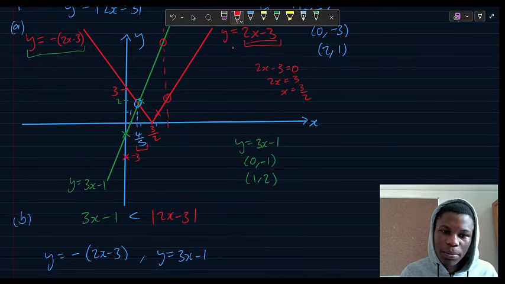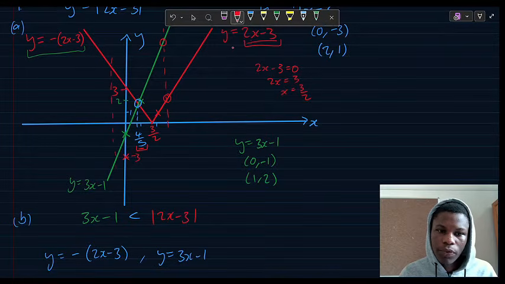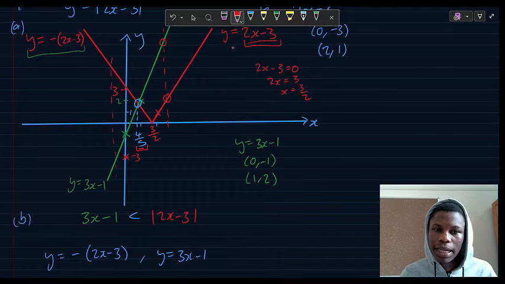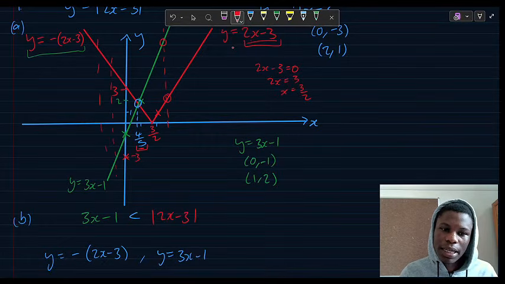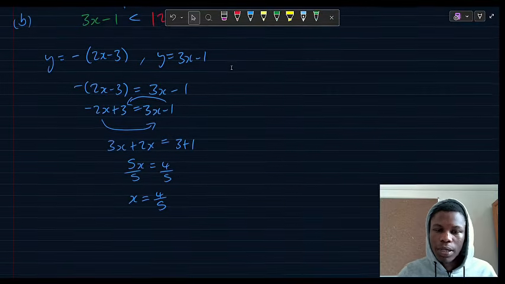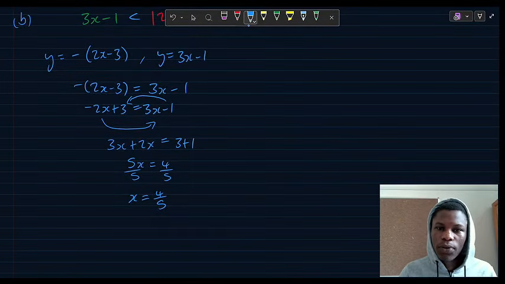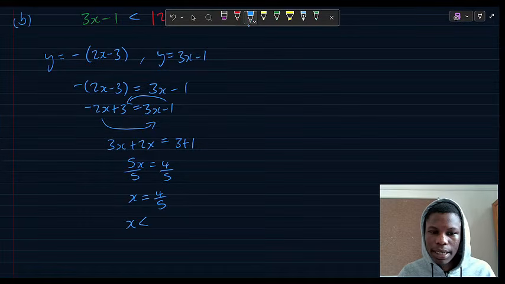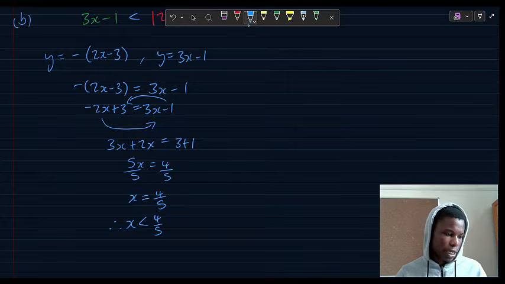But if we pick a point on the other side of 4/5, so maybe somewhere here, we can tell that our green line is actually below the red line. So we want every point that is to the left of 4/5, because if I pick any point there, I can tell that my green line is always below the red line. And so we can conclude that it has to be to the left of 4/5, or in other words, x has to be less than 4/5. And that's our final answer.